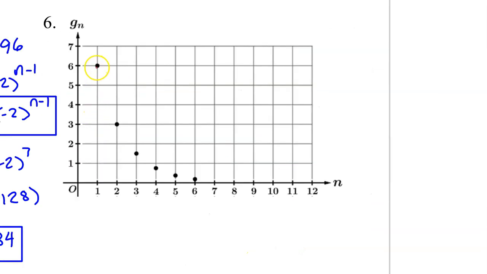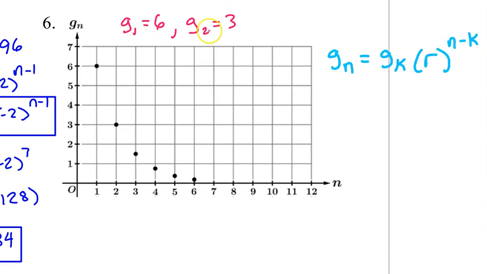For number 6, we are given the graph of a geometric sequence. I see 2 points that we can easily use. We are given G1, which is equal to 6. And we are given G2, which is equal to 3. Let's use these 2 terms to find r.